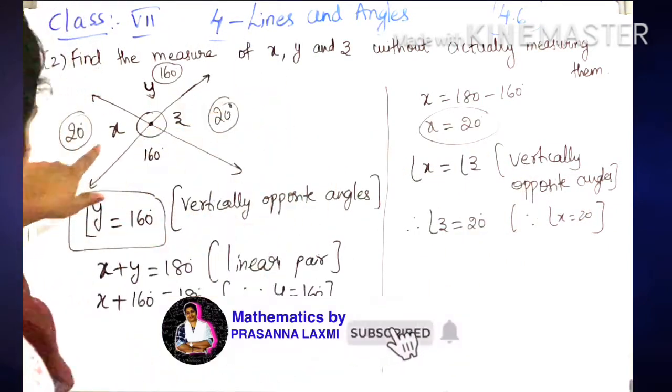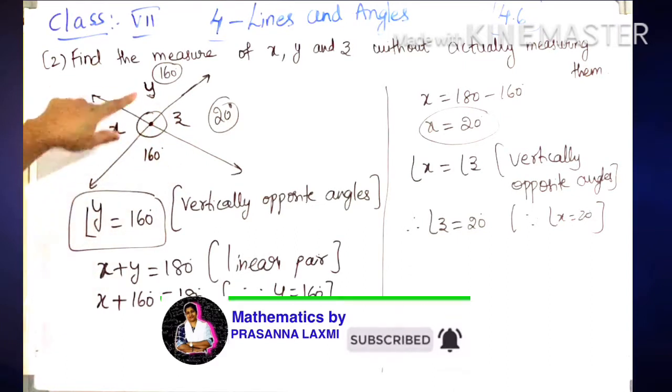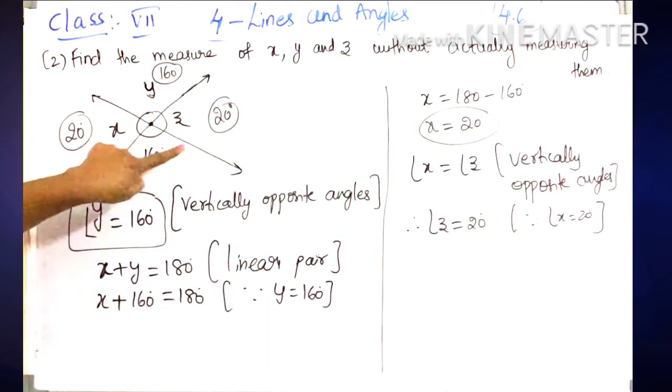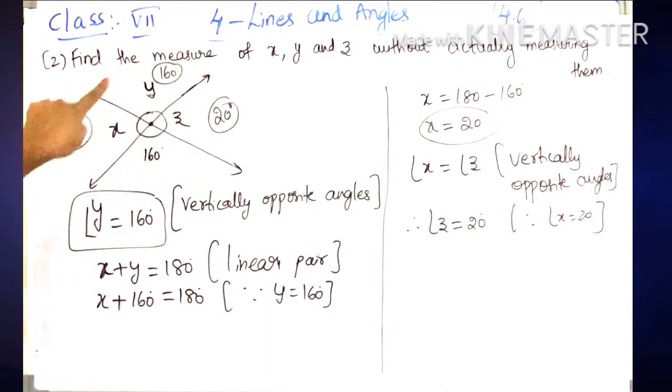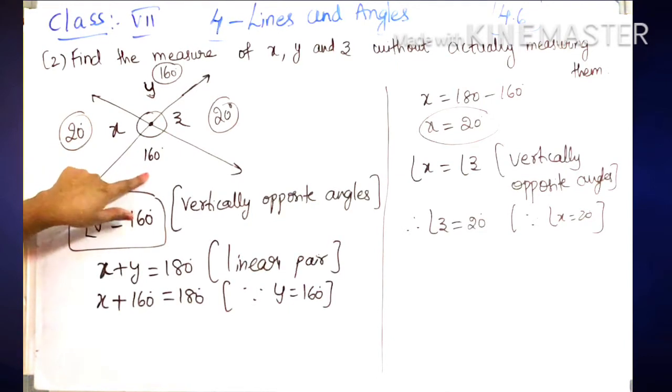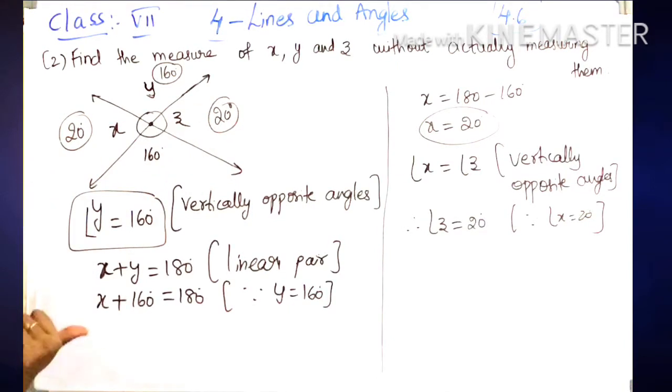So if you see, x and z are equal, and y and this are equal. When you add all four angles, you will get 360 degrees. Here 160 plus 20, how much? 180. 180 plus 160, 340. 340 plus 20, 360. Like this we need to find.